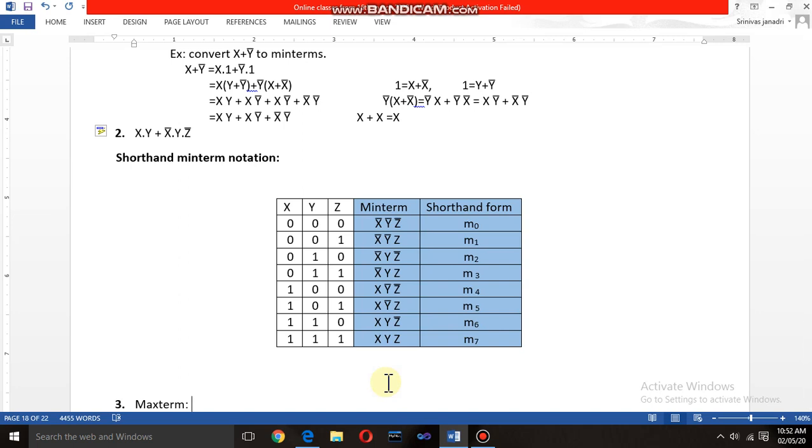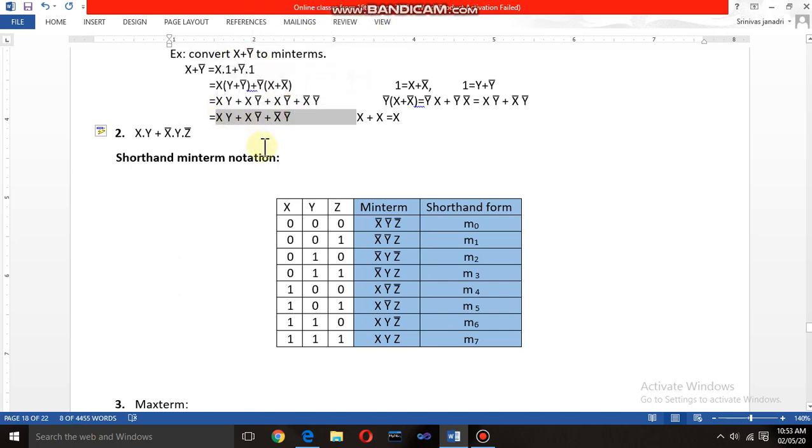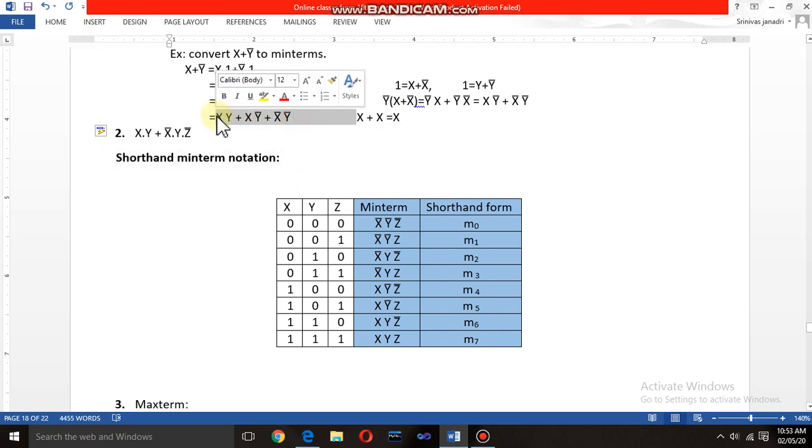examinations. Next, it is the shortened min term notation. In the above problem we have converted the given expression into the min terms. It seems to be somewhat lengthy to write. So we are making this one short, and that short form is called the shortened min term notation. How to write this lengthy line in the short form, the shortened min term notation.